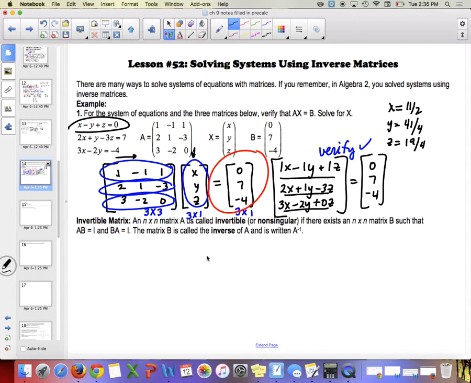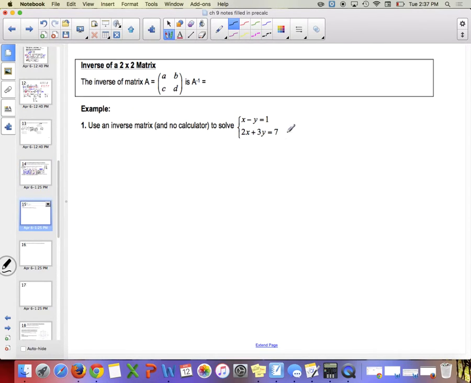All right, so invertible matrix. An n by n matrix A is called invertible, or you can use the word non-singular, if there exists an n by n matrix B such that A times B gives you the identity, but also B times A gives you the identity. Kind of like 2 times 1/2 gives you 1, but 1/2 times 2 also gives you 1. All right, so matrix B is called the inverse of A, and it's written as A inverse.